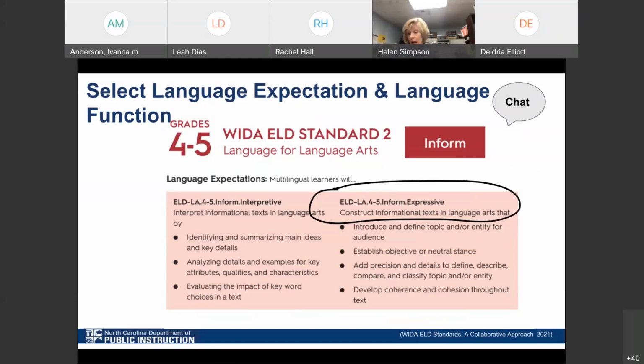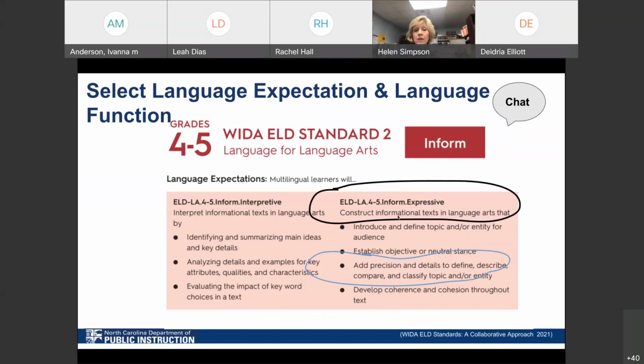We're constructing an infographic. And so when you then look at language functions, there's a variety of language functions. And honestly, that depends on where your students are in the process of learning and what you as a teacher want them to do. Like, so what I know I want my students to be able to inform using the infographic with each man's contributions to the development of electricity. And so I'm going to select adding precision and details to define or describe, compare or classify my topic or entity. So this is what I would like for my students to work on in constructing an infographic.